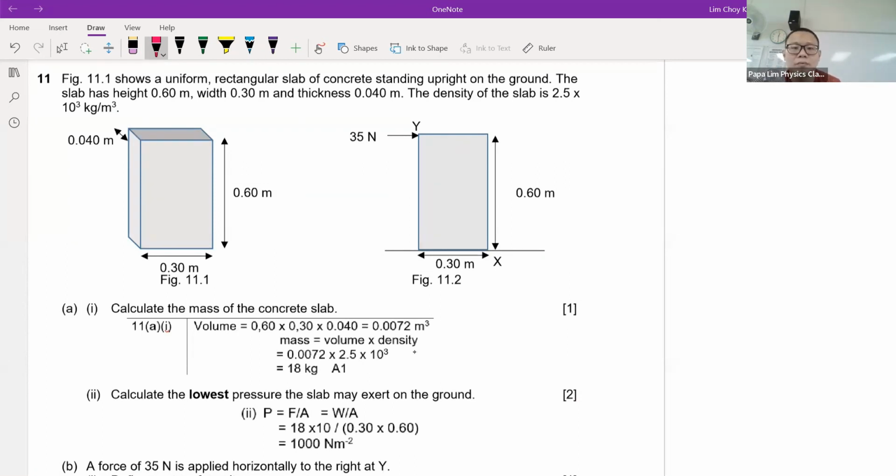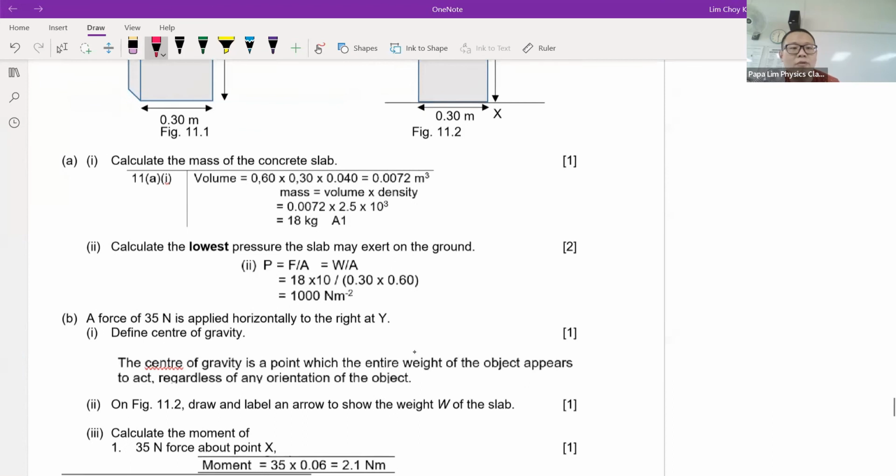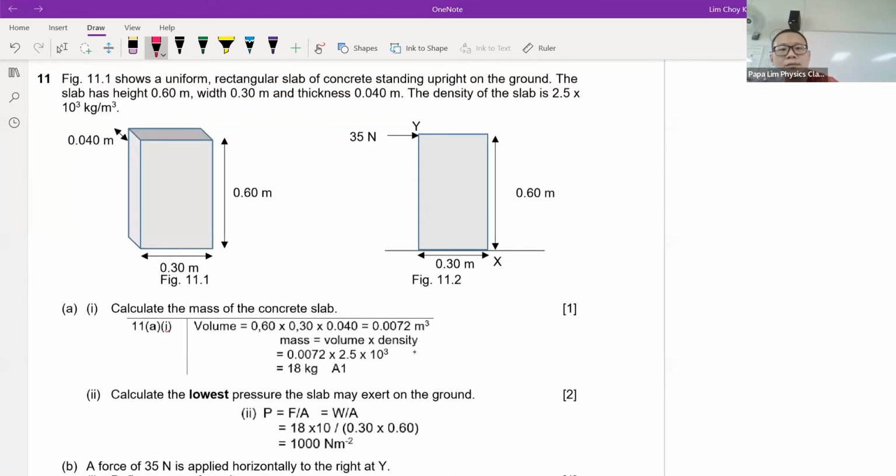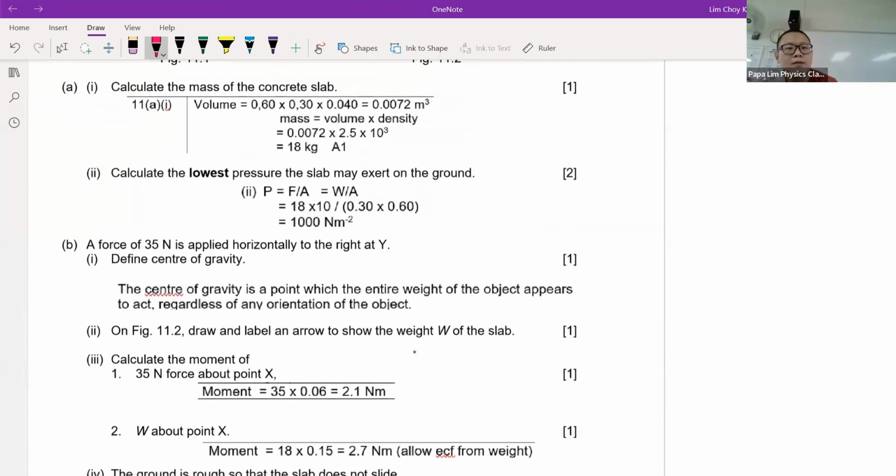Whenever you need. For part B, the force of 35 Newton is pushed to the right here. Then after that, the question asks for the definition of center of gravity. Of course, it is a common definition. But take note, one of the keywords we always ask students to remember is the word "appear". Center of gravity is a pseudo point that we connect with, so you need to use words like "appear", because it doesn't actually exist.